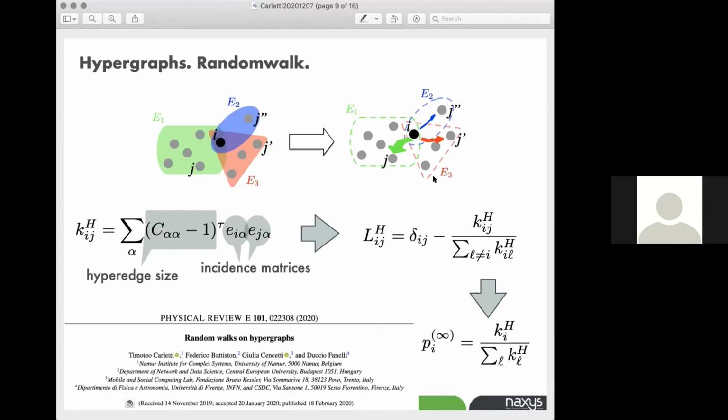Once you have this matrix K, you can compute the matrix L, and you can prove that it's a Laplace matrix, which generalizes the standard random walk Laplace matrix for networks. It has an eigenvalue equal to 0, and then you can compute the stationary equilibrium, Pi infinity, which depends on this quantity K_i^H, the hyperdegree, a quantity that generalizes the degree. It takes into account at the same time the size of the hyperedges, but also the number of incident hyperedges.